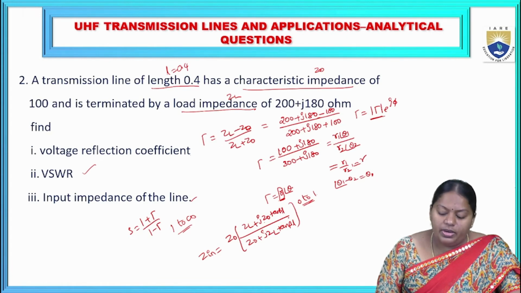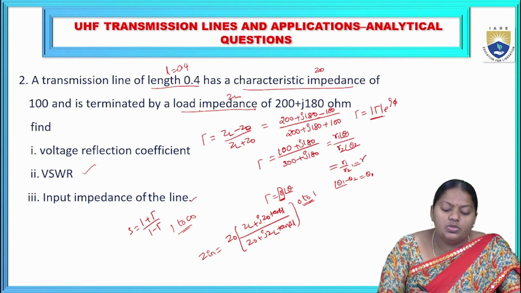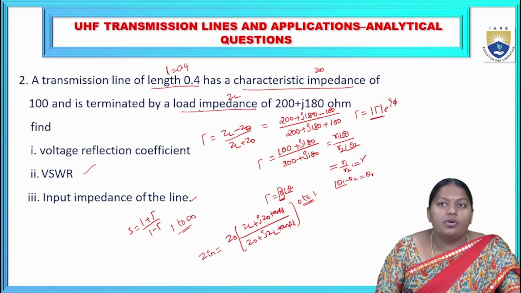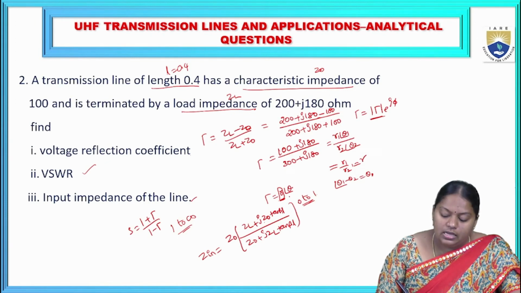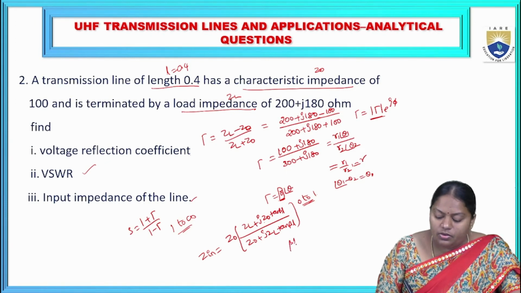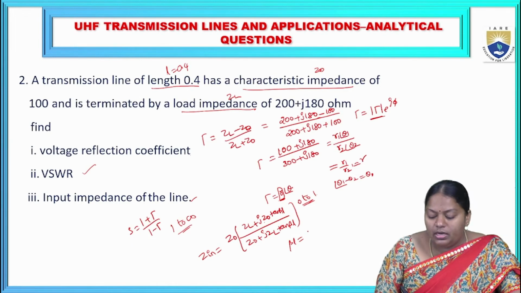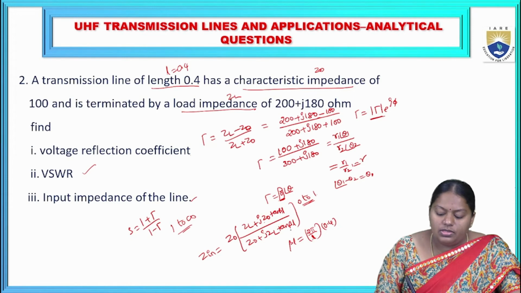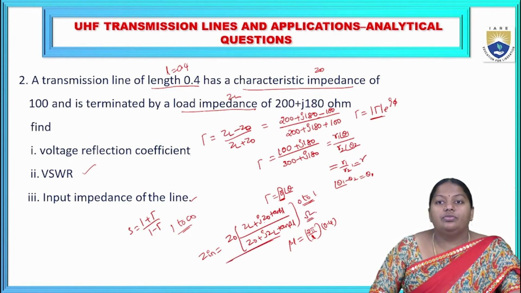So how will we find the beta into L value? The transmission length of the line is given as 0.4, meaning the L value is L equal to 0.4 lambda. First we have to consider the beta L value. Beta is considered as 2 pi by lambda, into the L value 0.4. Right? So if you substitute beta L as 0.4 into the whole expression, then Zin can be obtained. Generally, it is measured in ohms.